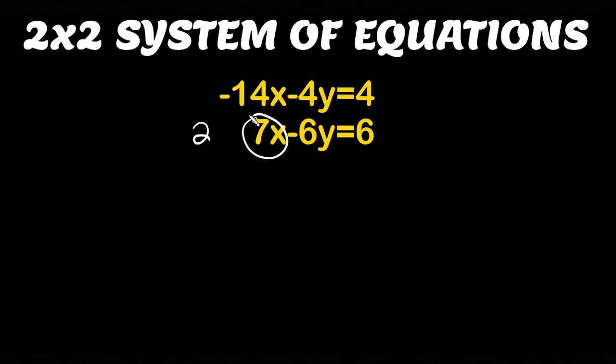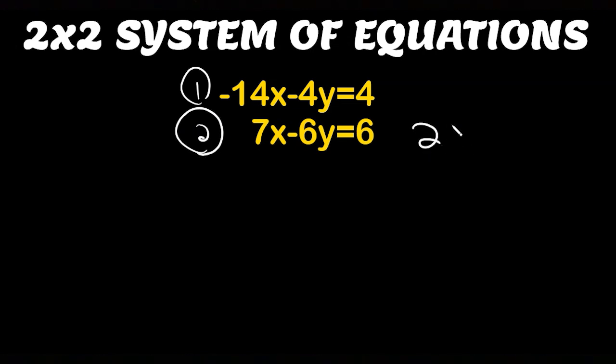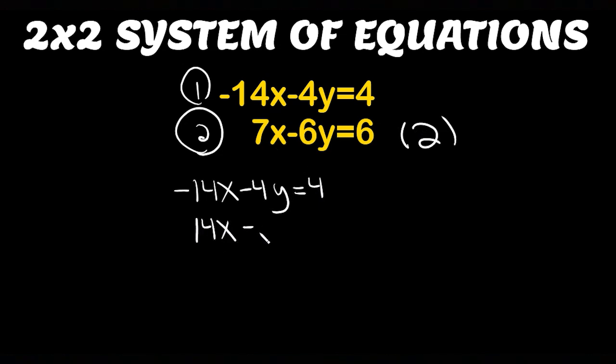For this example, let's go ahead and label them equation 1 and equation 2. I'm going to take the second equation and multiply it by 2. So I'm going to rewrite the first equation: negative 14x minus 4y equal to 4. Now that second equation, I'm going to multiply everything by 2. I get 14x minus 12y equal to 12.